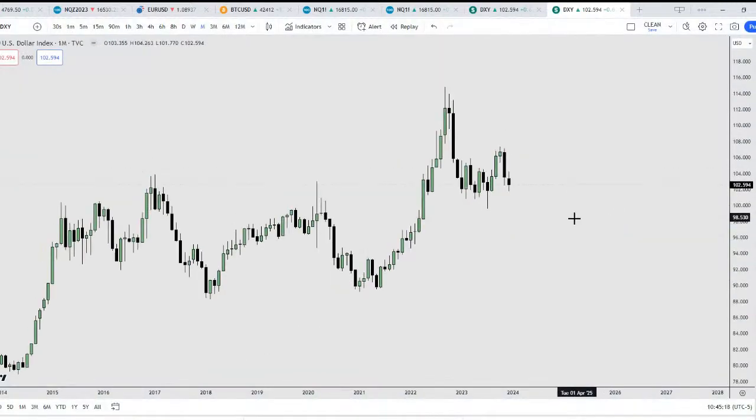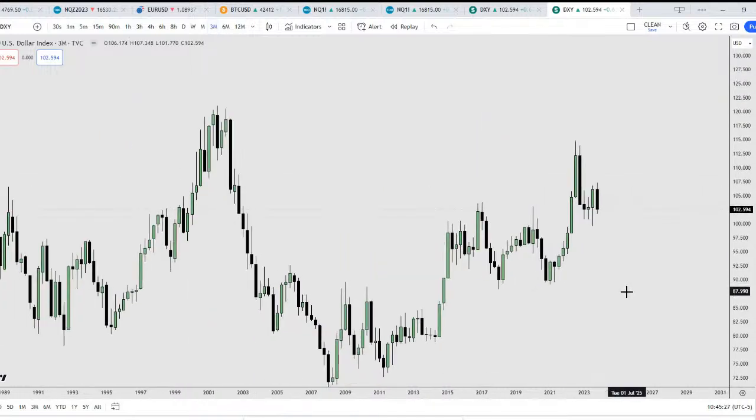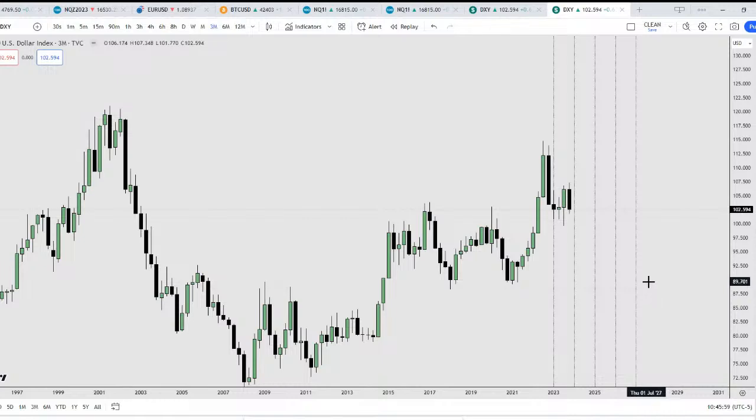Okay, so DXY, let's use a 3-month chart. 2024, 2025, 2026, and lastly 2027. 1, 2, 3, 4. So 4 quarters, 2026 being the last quarter. Okay, let's head over to the monthly.